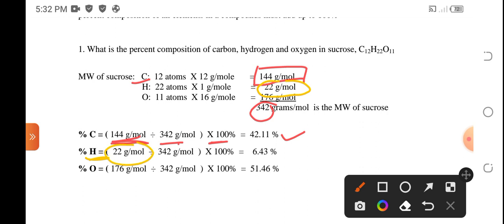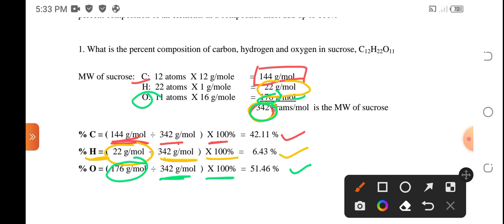As for hydrogen, its contribution is only 22. So 22 divided by the molecular weight, 342, times 100%, is 6.43. And then the last, oxygen, whose contribution is 176. Divide this by the total, 342, and multiply by 100%, which equals 51.46.